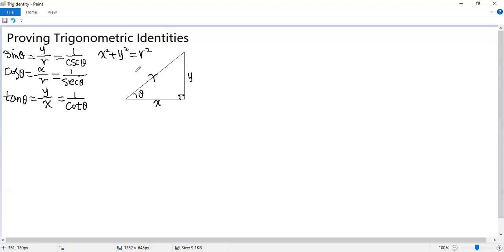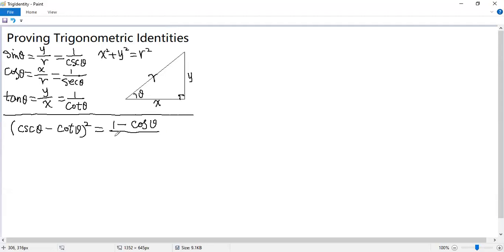Now let's see how to use these basic formulas to prove some challenging trigonometric identities. Let's look at the first example. Bracket cosecant theta minus cotan theta, squared. The right side equals 1 minus cosine theta over 1 plus cosine theta. Let's start from the left side.